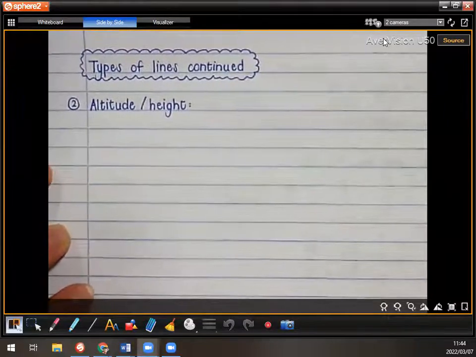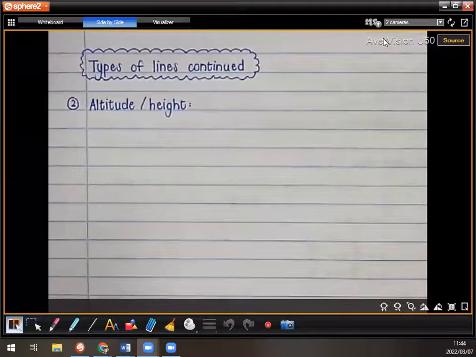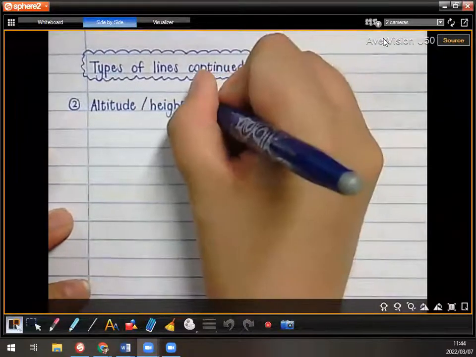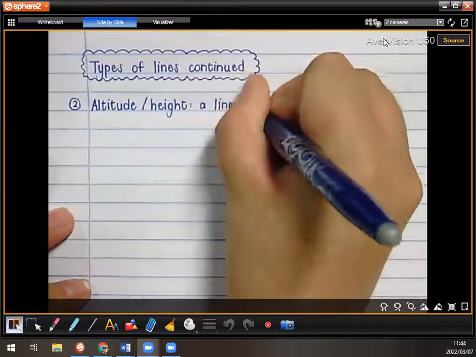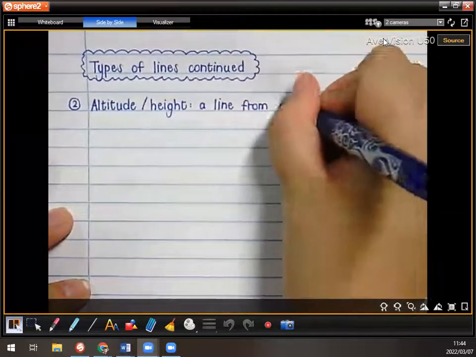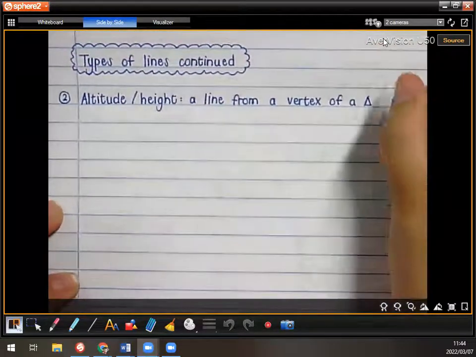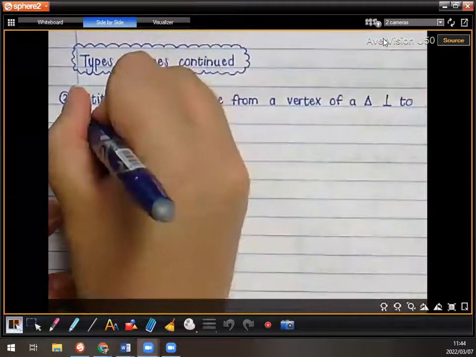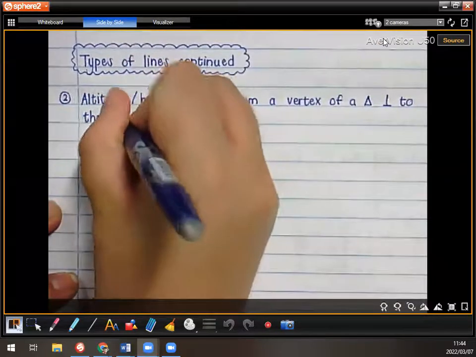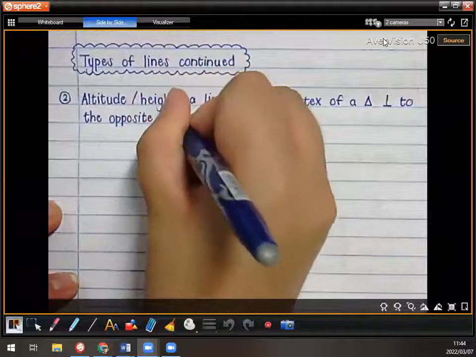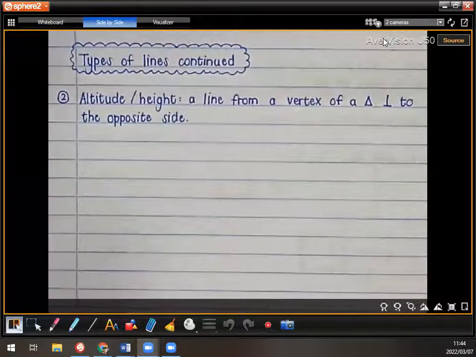Okay, so guys, you need to know both of those names because they can use either of them when they're asking you to find the equation. So the altitude and the height is the same thing. Now, this is a line, obviously, from a vertex, any of the three vertices, of a triangle, perpendicular to the opposite side. So the median was going from a vertex to the midpoint of the opposite side. The altitude is going from a vertex perpendicular to the opposite side.